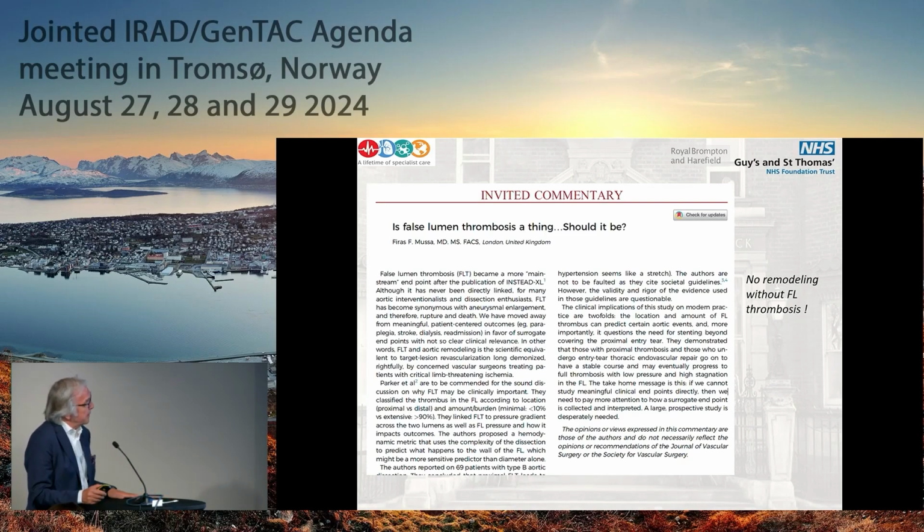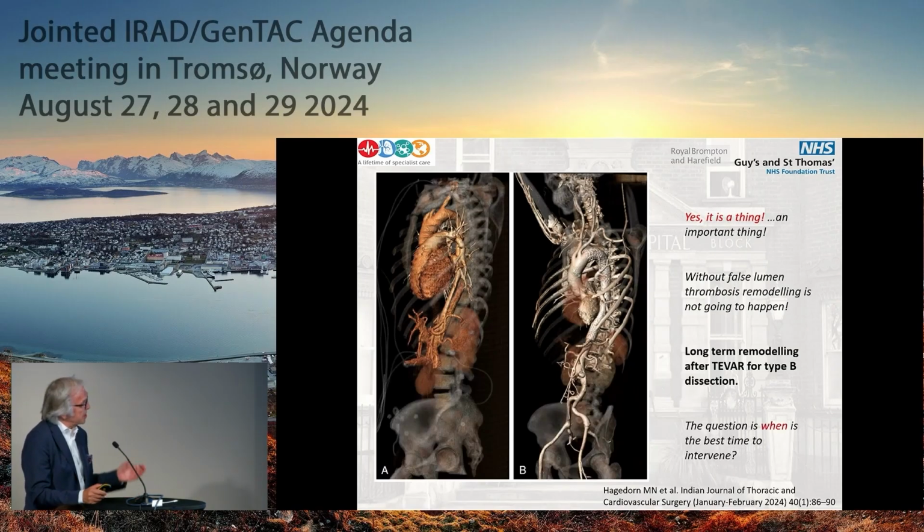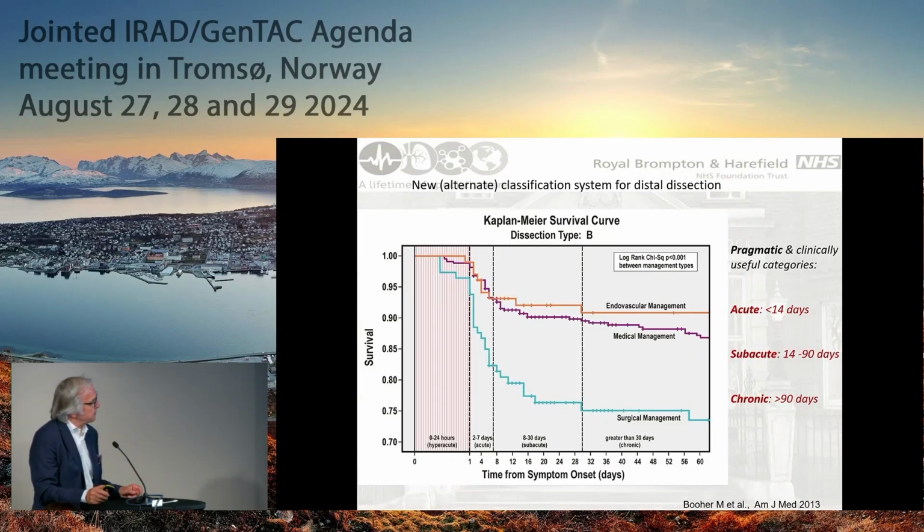Should it be? I think there's no remodeling without false lumen thrombosis, as shown in this pictorial example, just published a month ago. This is a long-term case, 14 or 15 years after the impact, of remodeling and scaffolding with a simple stent graft in the proximal descending thoracic aorta, inducing false lumen thrombosis with long-term remodeling, and of course proving the point in this nice pictorial example.